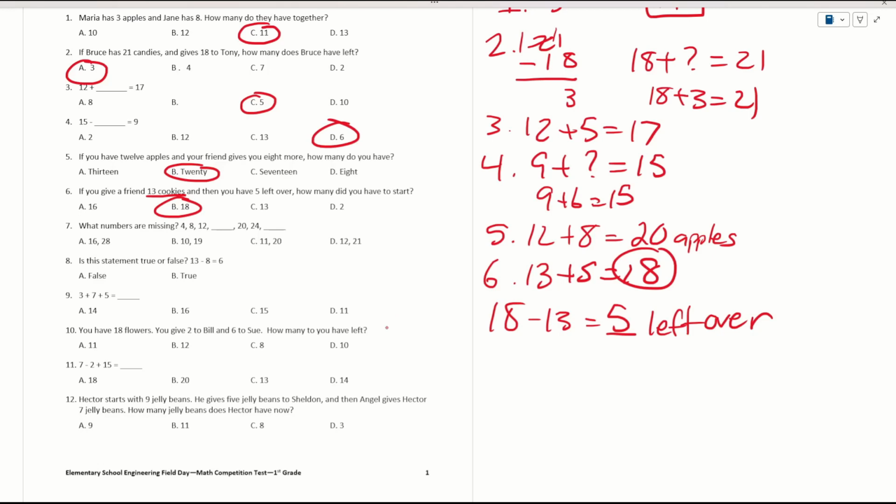Number 7, what numbers are missing? 4, 8, 12, blank, 20, 24, blank. Number 7 has a pattern for this. So I'm just gonna write everything down here.